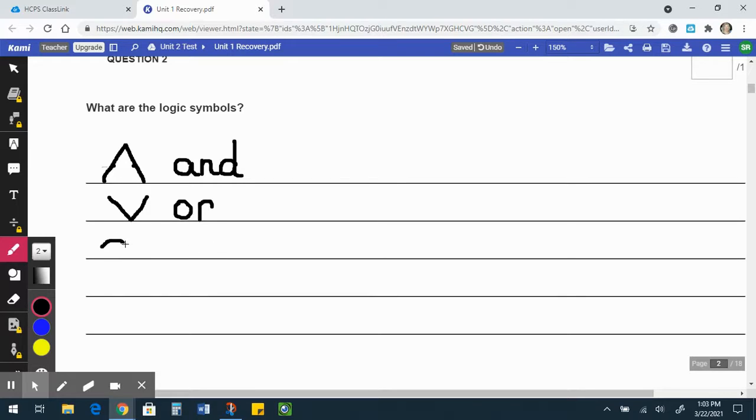Then we learned the squiggle. The squiggle means negate. And when you negate a phrase, you either add the word not or you take the word not out. It depends on what your original phrase was. Then we learned the three dots. That means therefore.